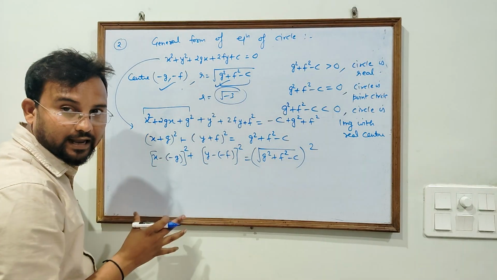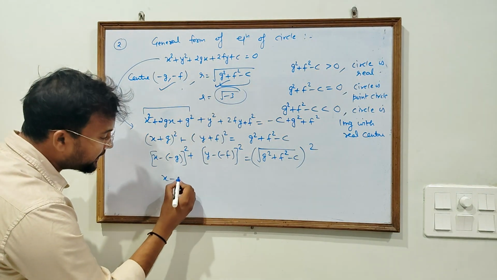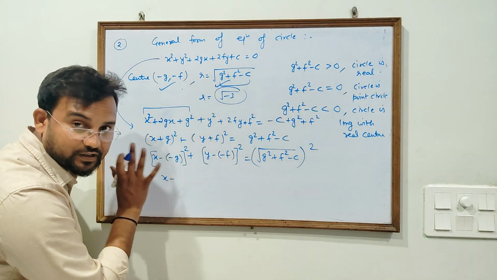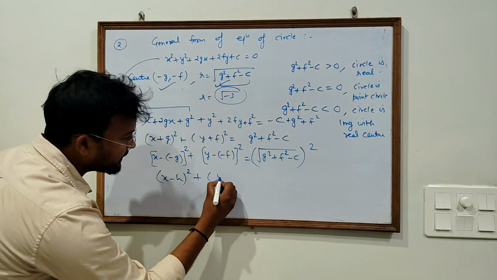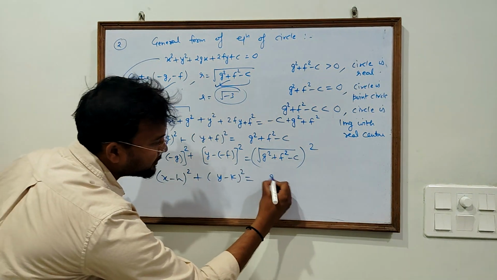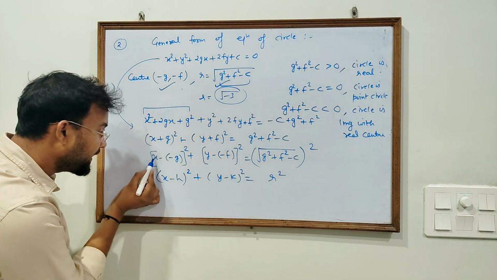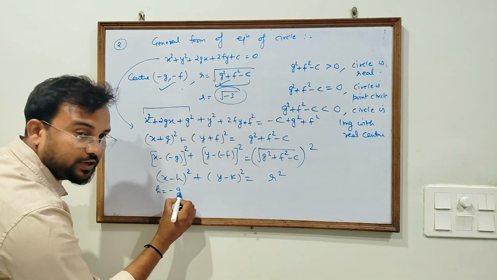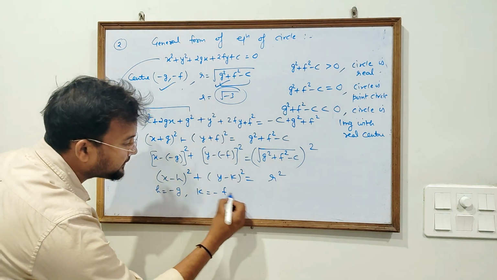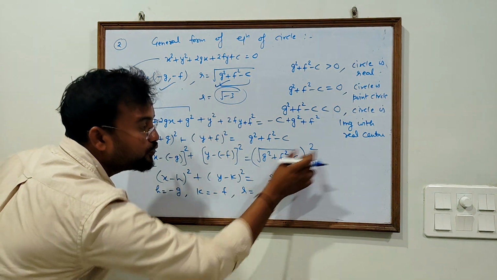Sir, why are you writing like this? Bachcho, do you remember, recently I told you the first method, that was the standard form: x minus h whole square plus y minus k whole square equal to r square. If you compare x minus minus, what would be h? h is minus g, k would be minus f, and r square means this root squared.